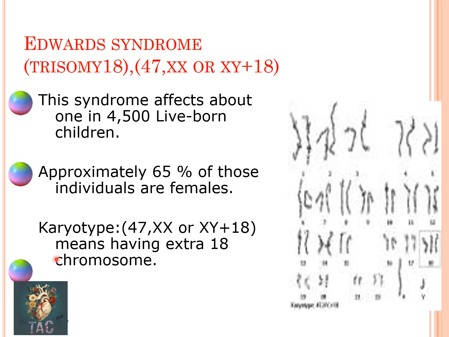Usually females are affected. In 65% of the cases, the karyotype is 47XX or XY plus 18, meaning an extra copy of the chromosome. You should also remember that you have to memorize the karyotype of each of these trisomies and monosomies, because these karyotypes are important from the MCQ point of view. So you have to memorize these karyotypes as well.